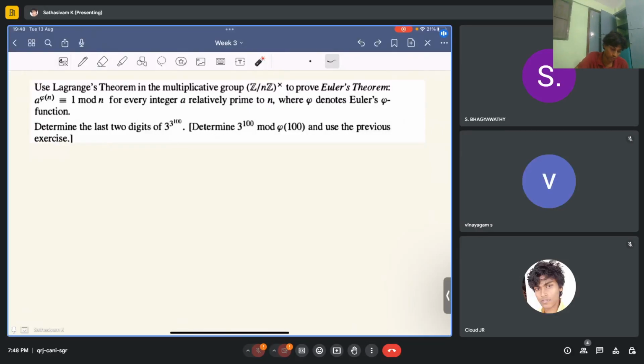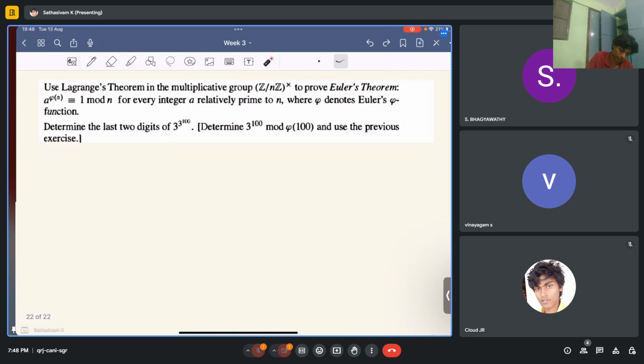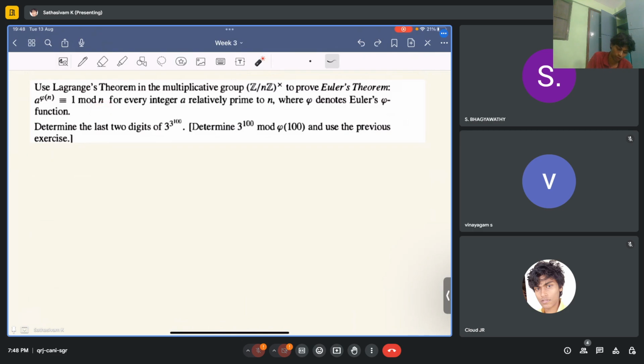So let's prove this one. What we are going to do is use this particular group to prove Euler's theorem. Euler's theorem says the same thing as Fermat's little theorem, but the only difference is this is for any n. Fermat's theorem is only for n equal to p. So this is a little bit more general. Okay, so let's prove it.